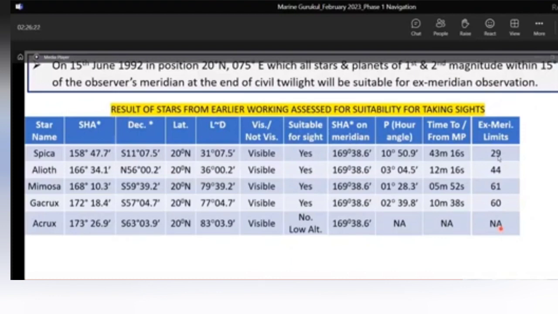Doubt, sir, can we also use table 2 and 3 when we are using the table? I cleared this doubt when we did X meridian sight. I'll clear it again now. Table 2 and 3 were used when we did not have calculators. Now we have calculators. We don't use table 2 and 3 at all.